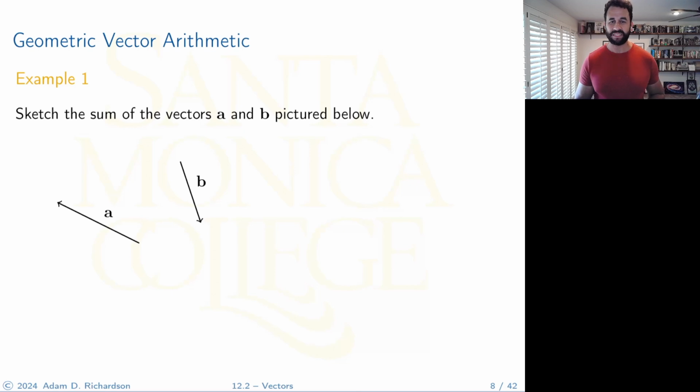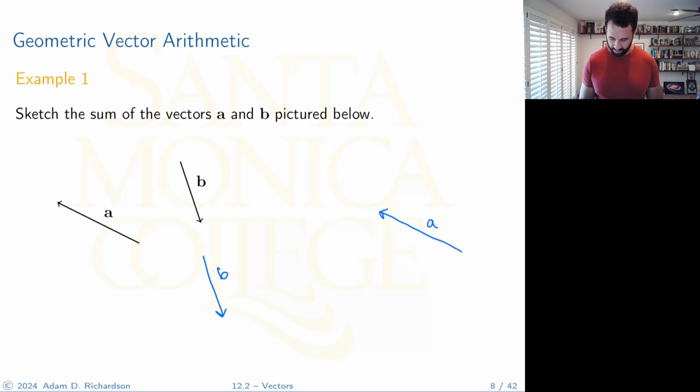So let's sketch the sum of the two vectors A and B pictured below. So we're going to draw a picture of it. I'm going to utilize my technology here. Let me pick a color, blue. I'm going to cheat a little bit by using copy paste. All right, so I just traced over those two vectors. Actually, let me label them A, B. All right, let me go ahead and highlight these. Okay, so here's the vector A, and here's the vector B, and I'm going to add those two vectors together.